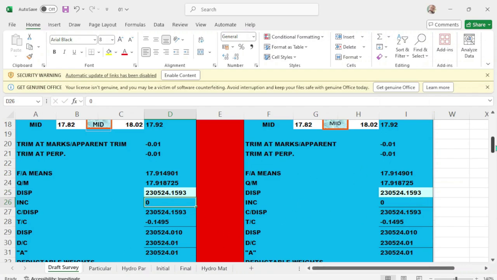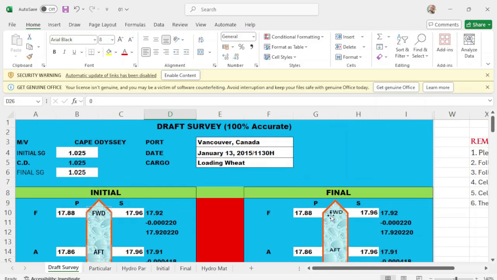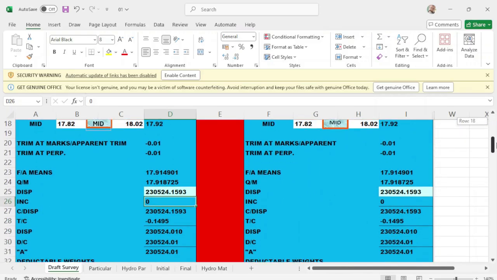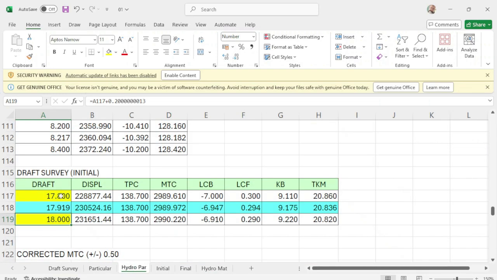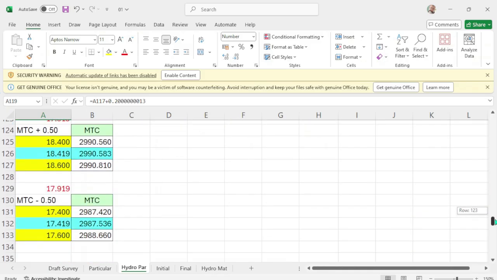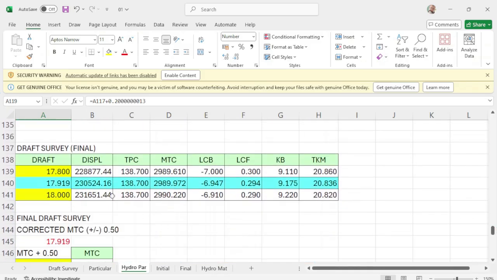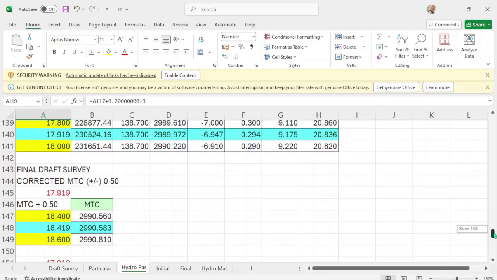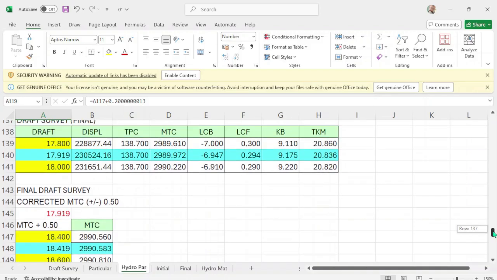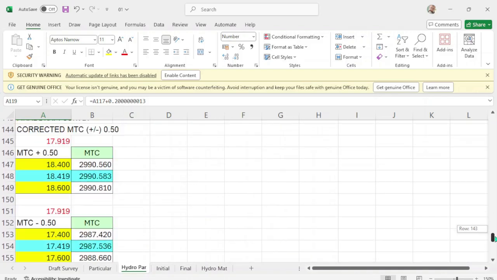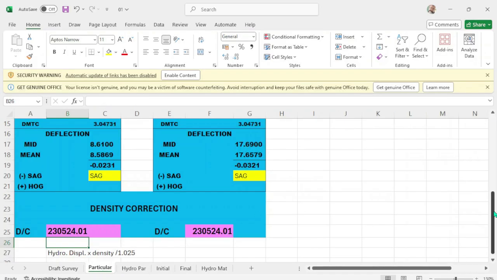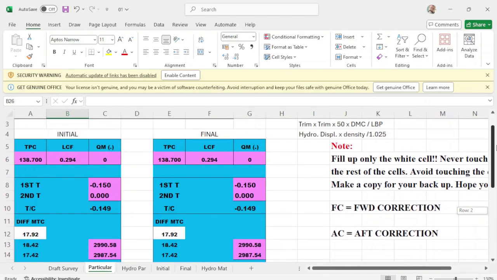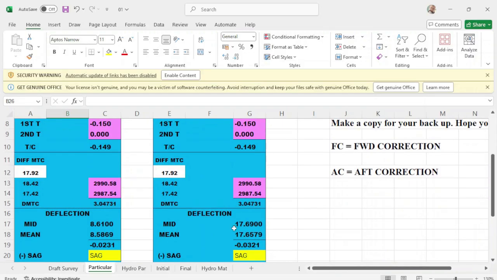And this goes to your final draft survey. It's the same procedure. You have your hydrostatic here. This is the initial and this is your final. Okay. The same procedures, and that's what you do. Okay. So with the MTC, difference of MTC, you will find it here.